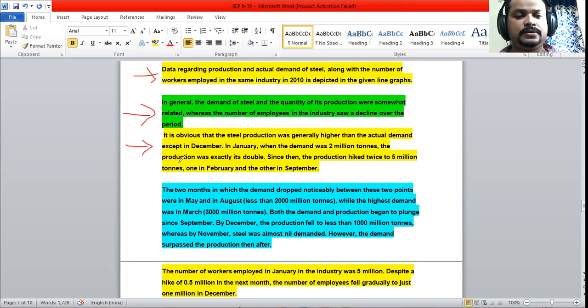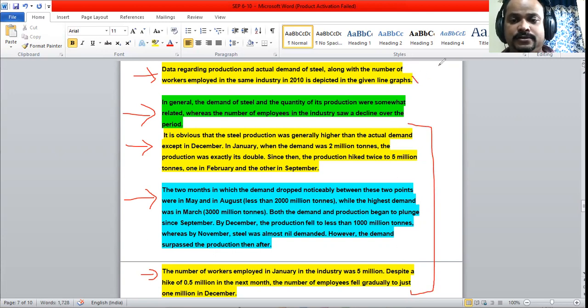Now this is about the comparison between the production and the demand, segment number 1. Again, a comparison between production and demand, segment number 2. This is about the number of workers employed. So the story begins here and ends here. This is the introduction. This is the overview. I hope this is clear to you all. Thank you.